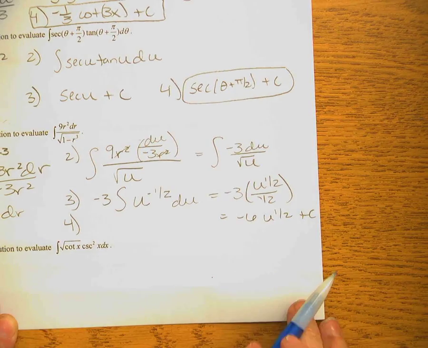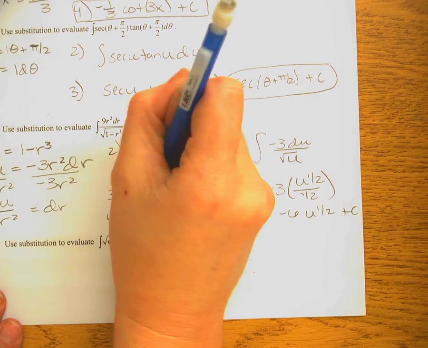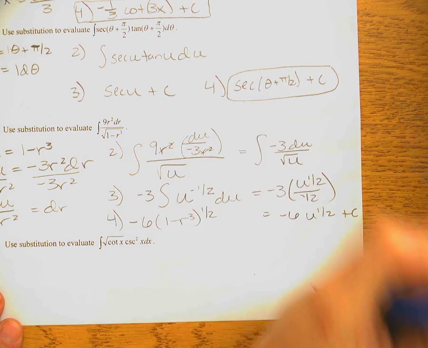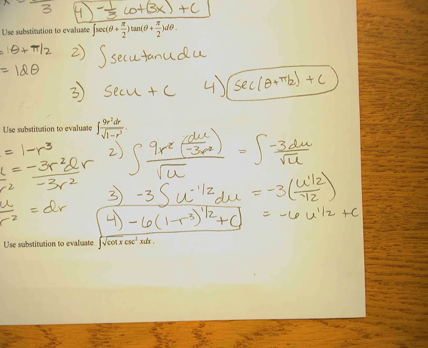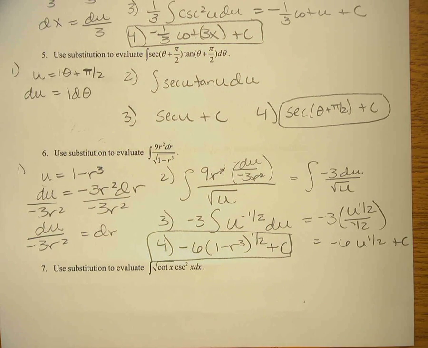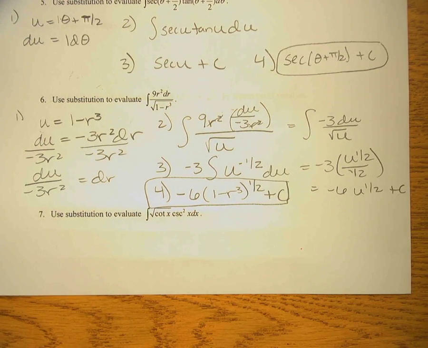And then step 4, I plug this function with the r's back in here for u. So it's negative 6 times 1 minus r to the third, all that to the 1/2, plus c. And yeah, so there is our answer for 6. Okay, and then 7 is similar to 6 in that it's kind of hard to tell which function to call u.